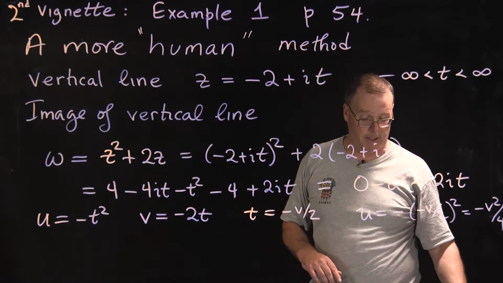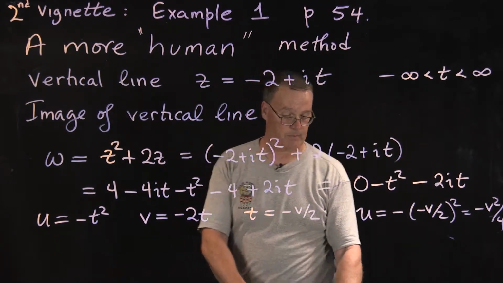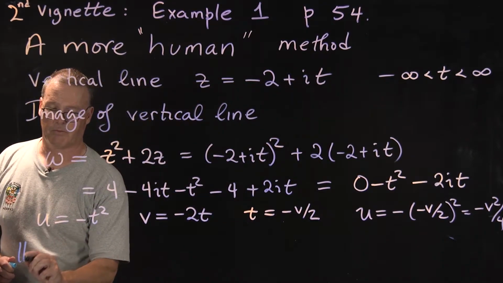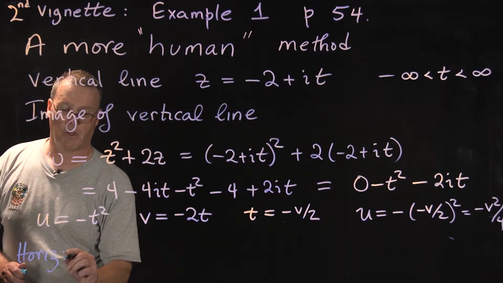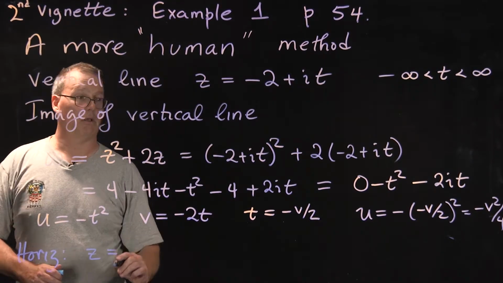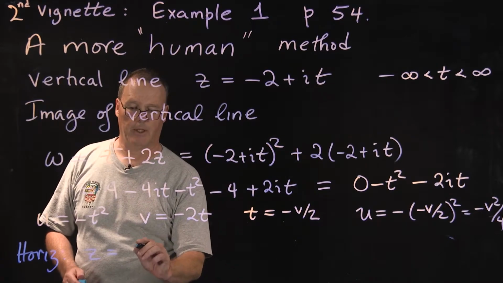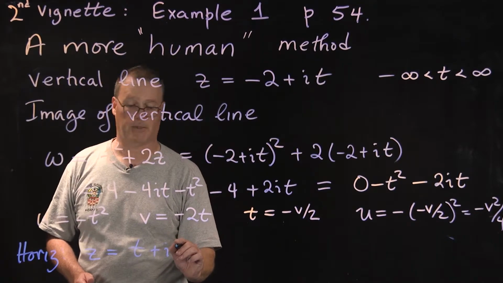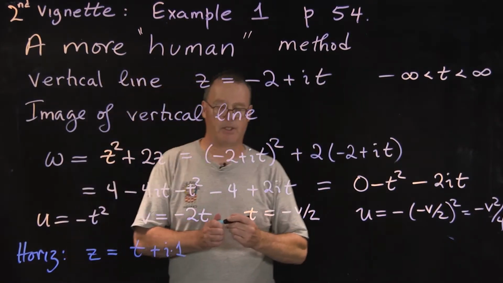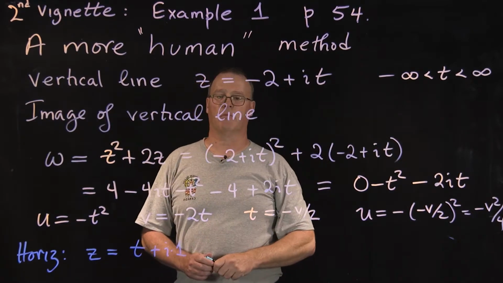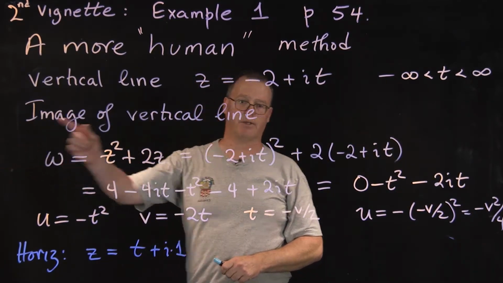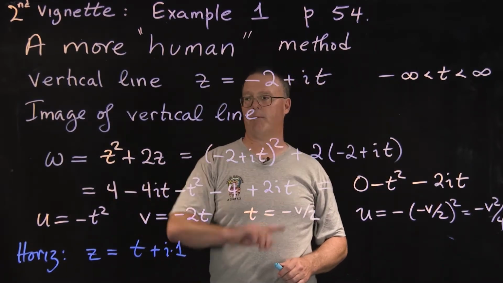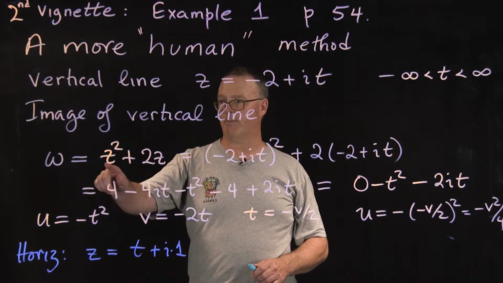The image of a horizontal line, let's see, where's my blue one? There we go. So z being, for example, t plus it, plus i times 1. So this says that the imaginary part is always 1, and that x runs from minus infinity up to plus infinity. So that's a horizontal line. So we just do exactly the same thing. We plug in t plus 1 times i in for z.